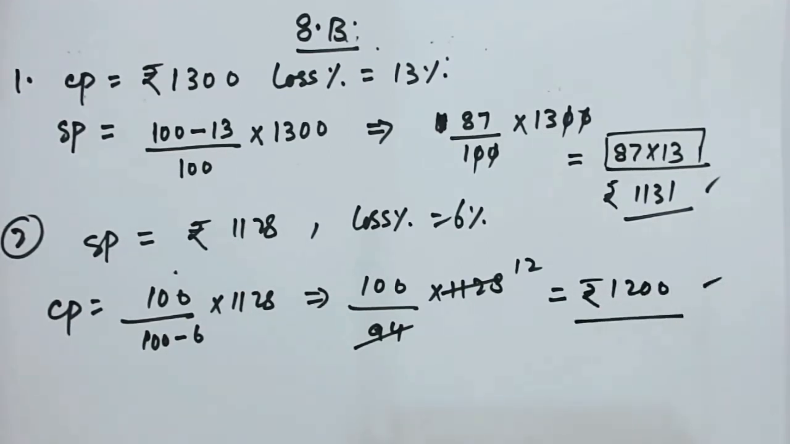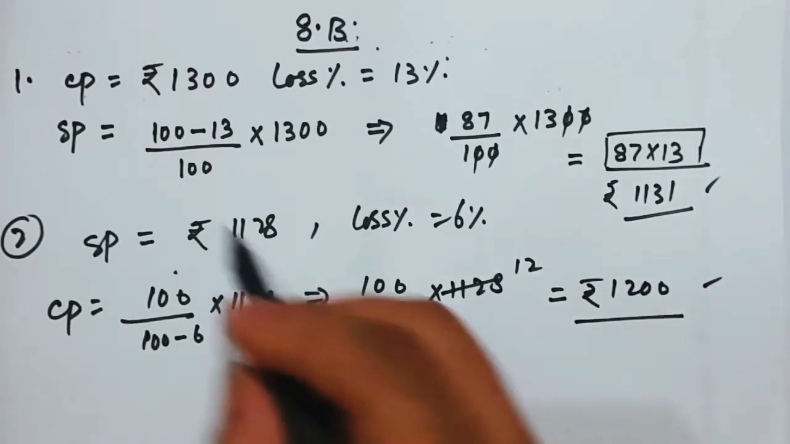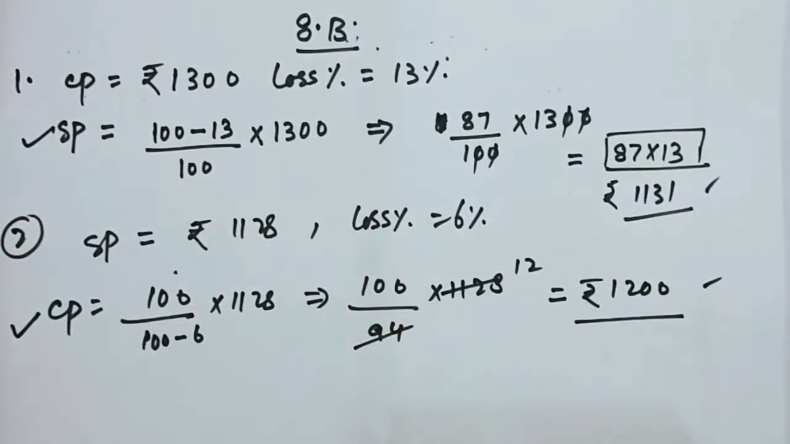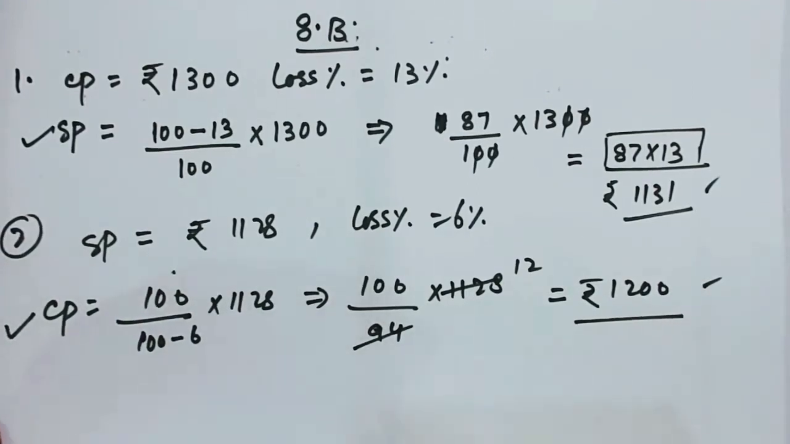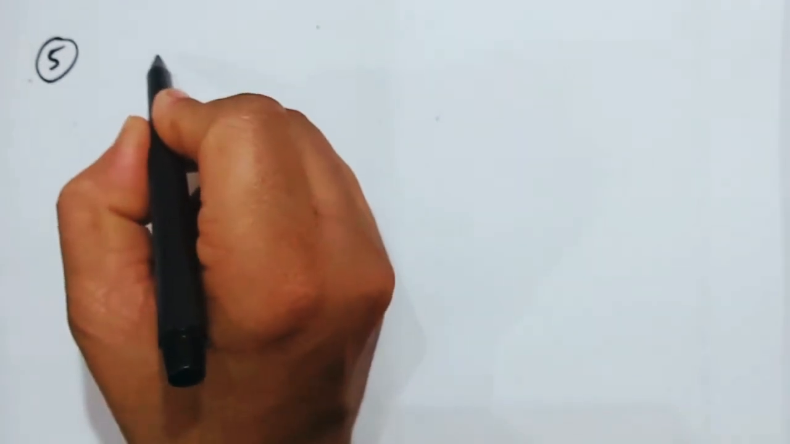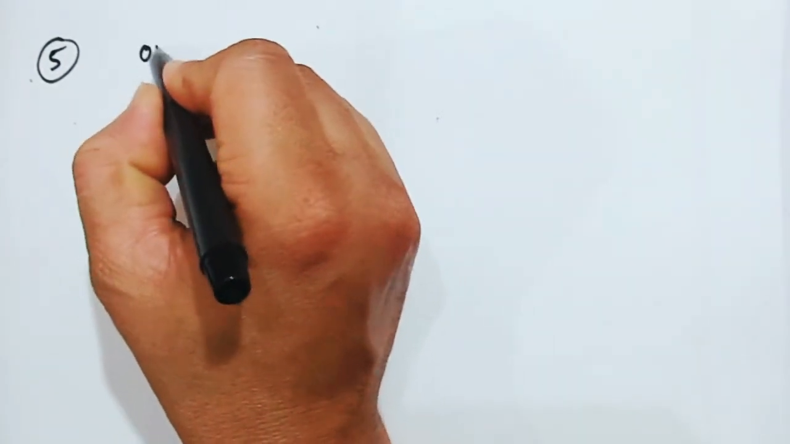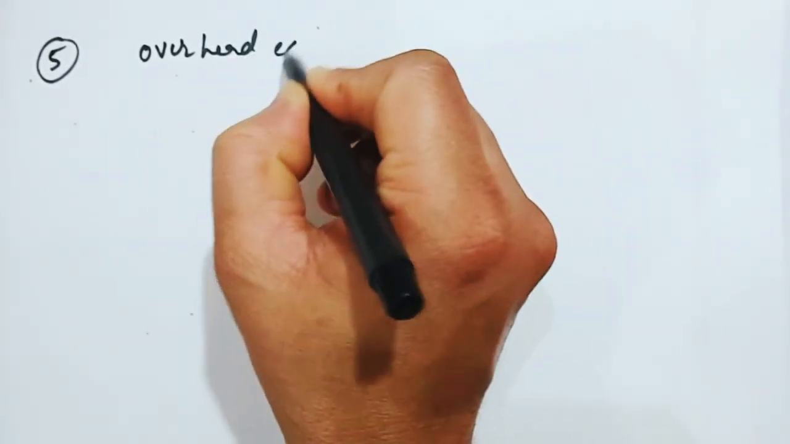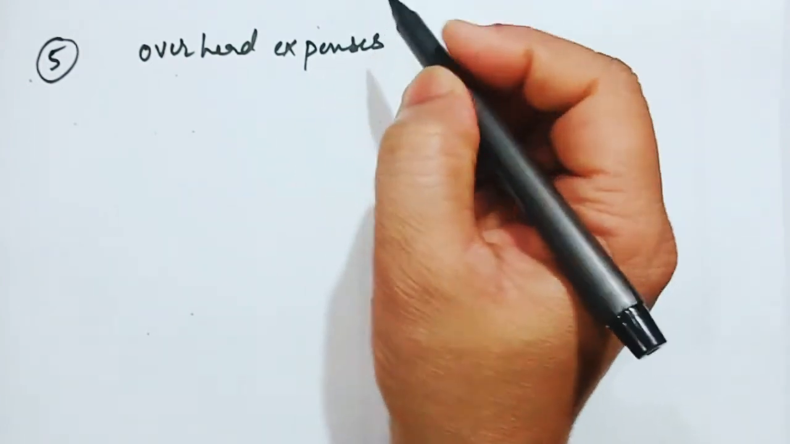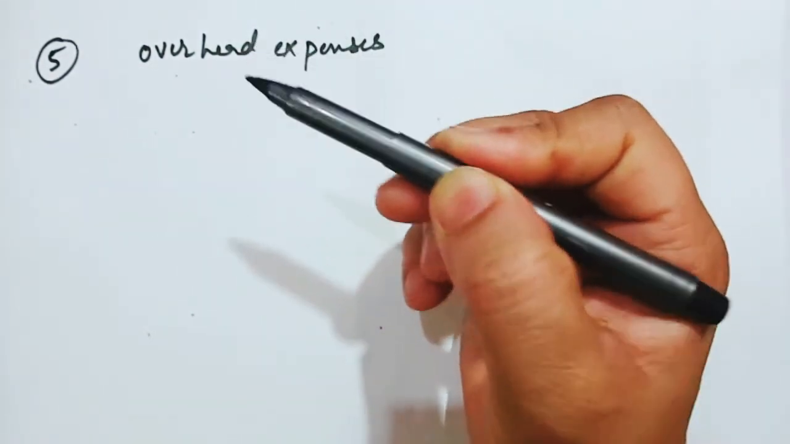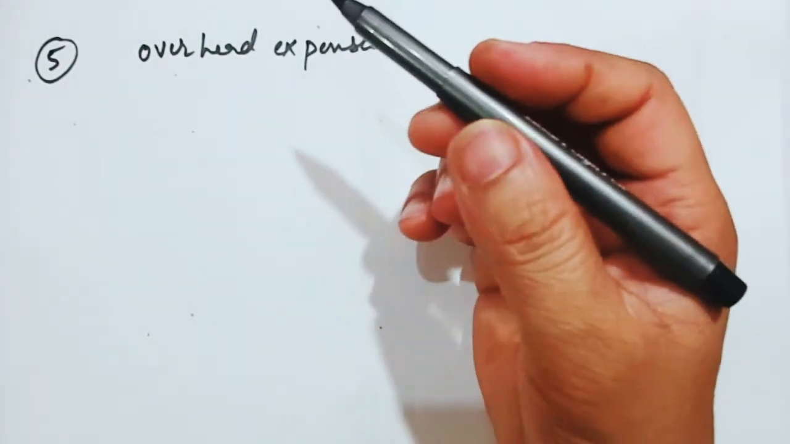So what did we find here? We saw how by using the formula directly we can find out the selling price or the cost price. Okay, let's come to number 4, and in number 4 I find that is quite easy. Therefore, why not start with number 5? What do they say in 5? In 5 they are talking about overhead expenses.